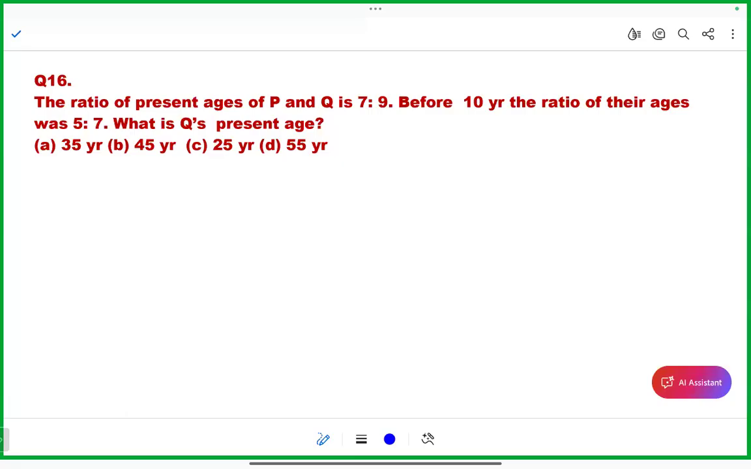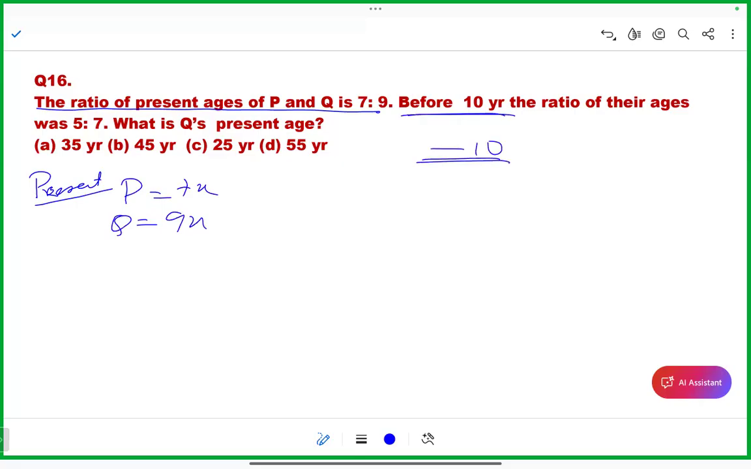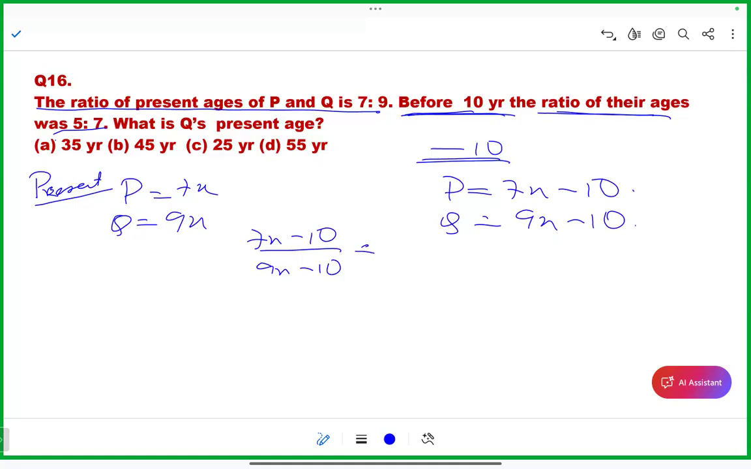Let's try 16. The ratio of the present ages, same story. Present. The ratio of the present ages of P and Q. P equals 7x. Q equals 9x. Before 10 years means minus 10. So P is 7x minus 10. Q is 9x minus 10. And before 10 years, the ratio is 5:7. So (7x minus 10):(9x minus 10) equals 5:7.